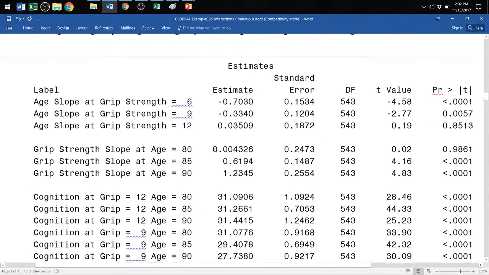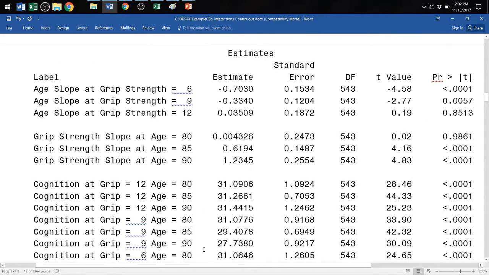All right, so let's look at our simple effects here, because these are a way to convey more specifically those same patterns of matters more or matters less. So my age slope, as estimated by the model by default, is minus 0.33 for people of average strength. The age slope is stronger in weaker people, and it is weaker in stronger people.